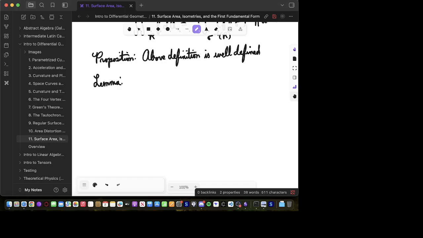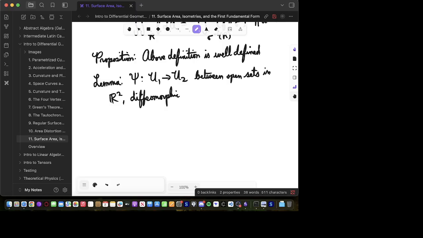So if we have a diffeomorphism from open sets in R2, U1 to U2, and we have a polygonal region K, which is a subset of U2, then this expression holds true.